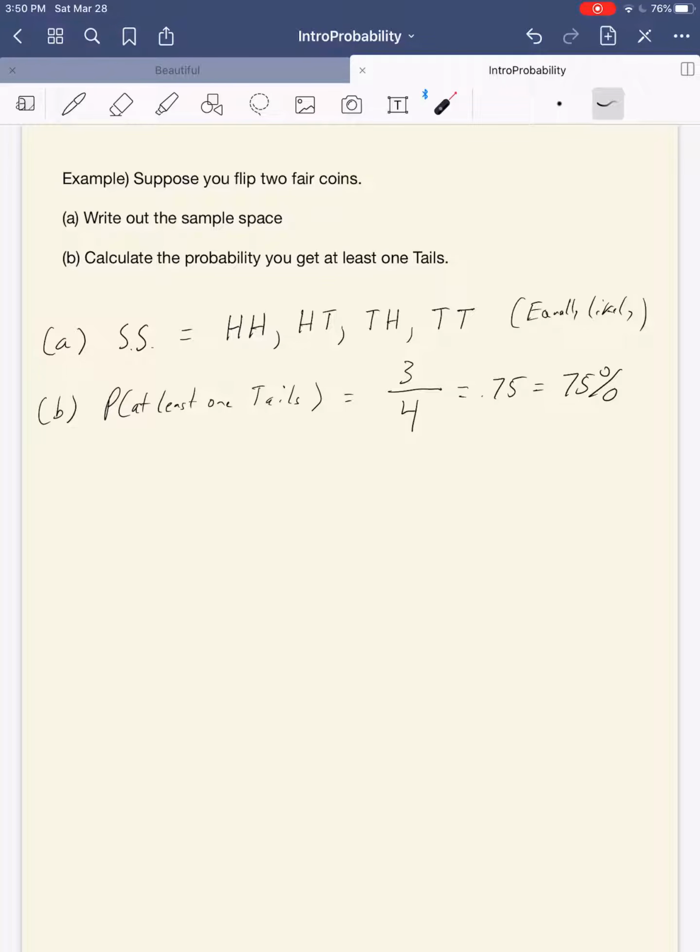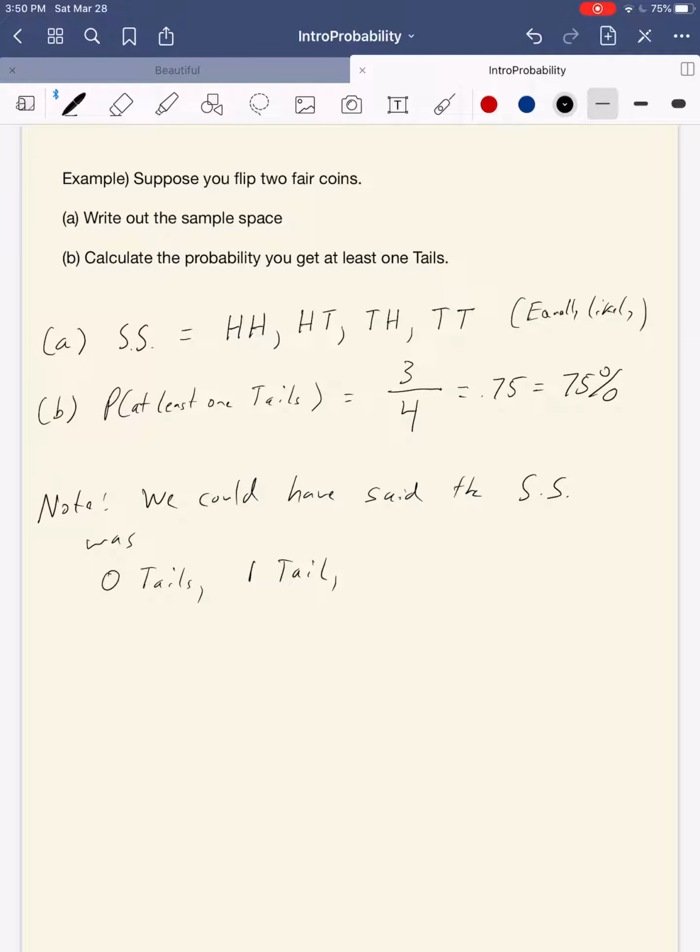So when you go through the process of flipping two fair coins, the chance that you get at least one tail is 3 out of 4, or 75%. All right, not too bad there. Now, the thing I do want to make as a note here, just to make sure you guys see why we took the time to write this out, right? We could have said the sample space was 0 tails, 1 tail, 2 tails. Instead of describing exactly what happens on the coin, since we were interested in tails, maybe we could have said the sample space is I flip 2 coins, I get 0 tails, 1 tail, or 2 tails. Those are the only 3 things.